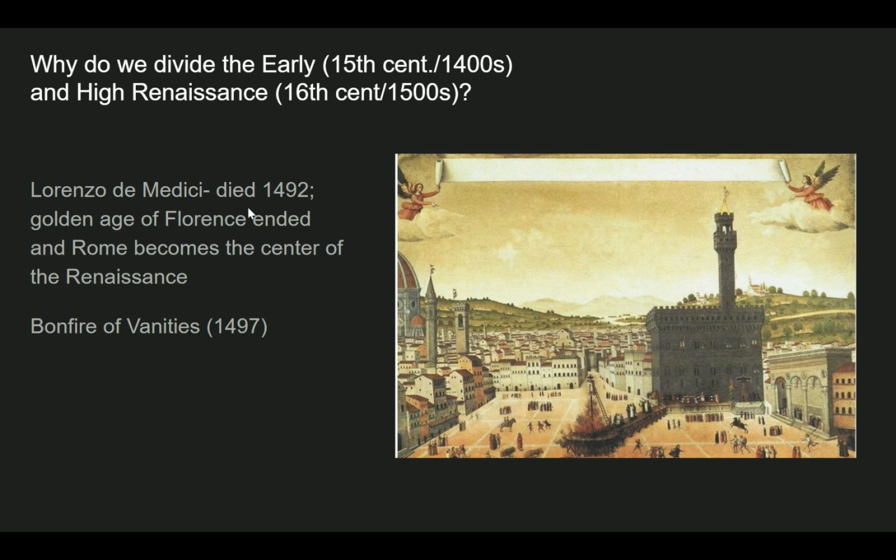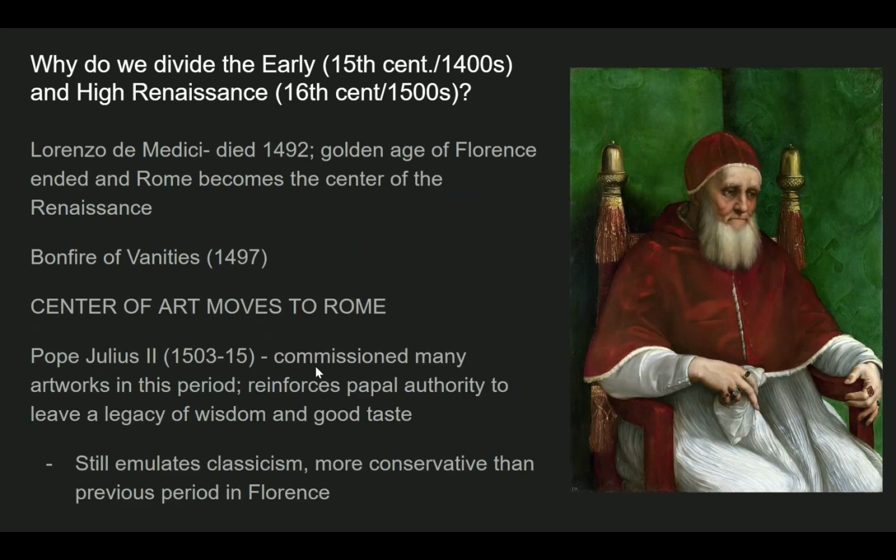Lorenzo de' Medici died in 1492, and so the focus shifts to Rome. And so if we're going to talk about the High Renaissance, we need to discuss Pope Julius II from 1503 to 1513. He commissioned so many of these artworks that we studied. He's reinforcing this papal authority to leave a legacy of wisdom, of good taste, that these are aesthetically pleasing. He's spending a lot of money on art. We're going to talk a little bit later about how this increase in funds actually leads to the Protestant Revolution.